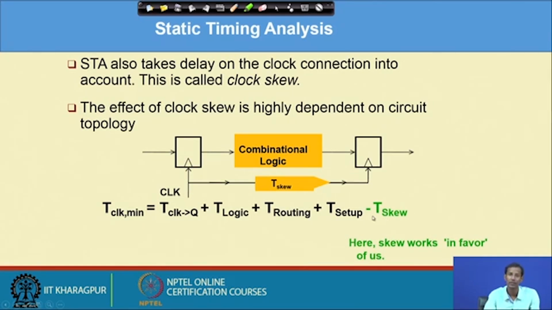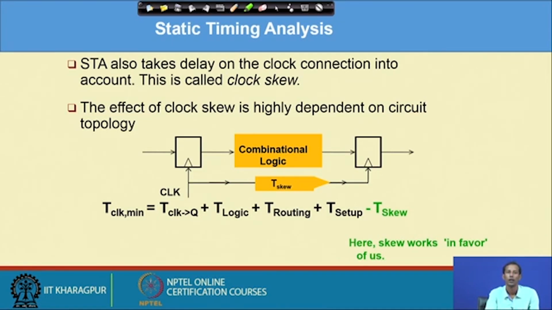And then what is this clock skew? Again that you can get from the information provided to you only. So, that means all this information is already stored in the library. So, the tool itself fetches that data and computes based on this equation, and it shows you that okay, this is the minimum clock period requirement for your design.